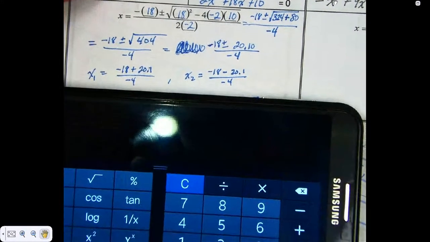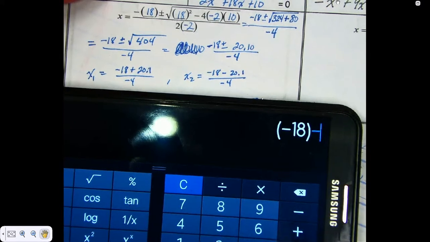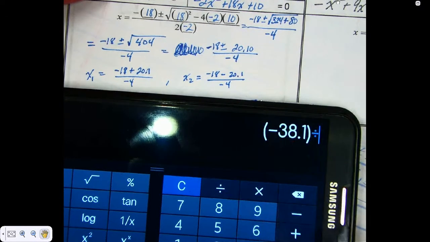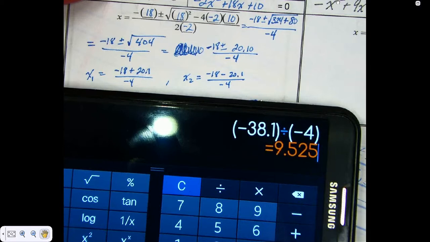For the next one, the first thing I'm going to do, negative 18 minus 20.1 equals what? Negative 38.1, and then I'm going to divide by what? A negative 4, 9.53.